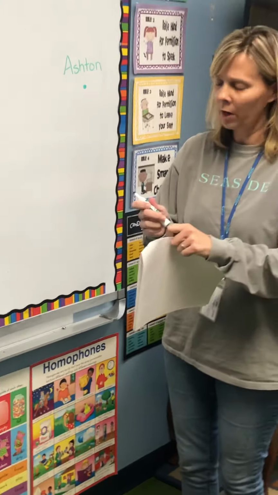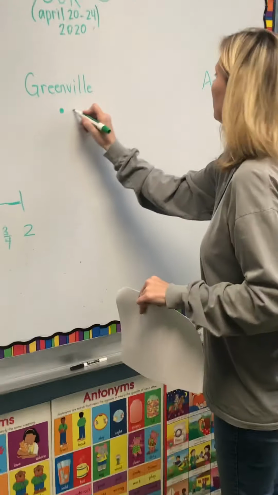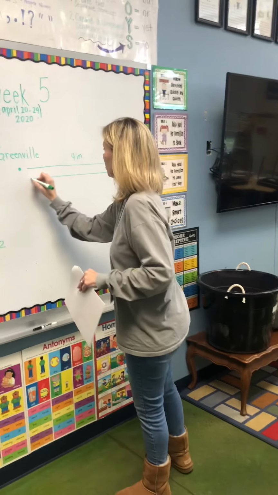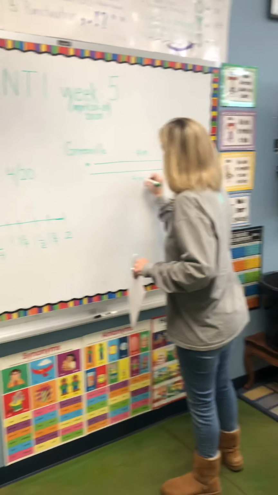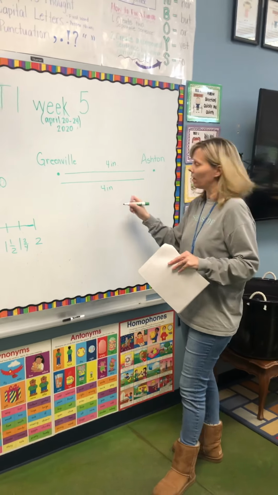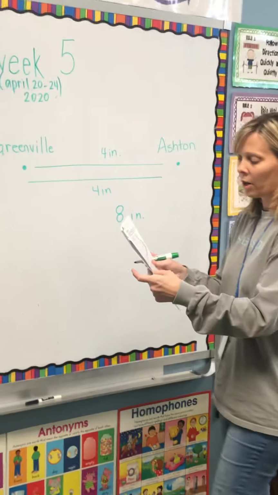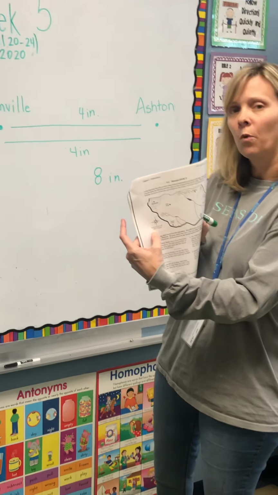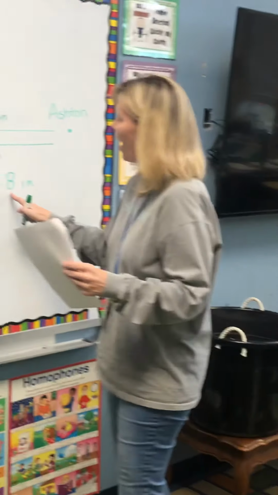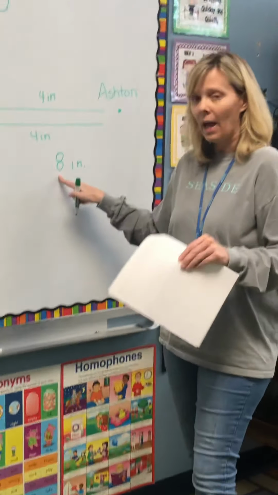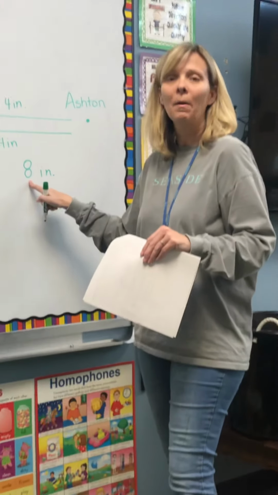Okay, so let's take a look at the board again. So if it's 4 inches, say it's 4 inches this way, and we have to go back, so it's going to be 4 more inches this way. So they traveled a total of 8 inches. Okay. Now our key tells us 1 inch equals 40 miles. So I have 8 inches. So to figure out how many miles they traveled, I have to multiply my 8 inches by 40.